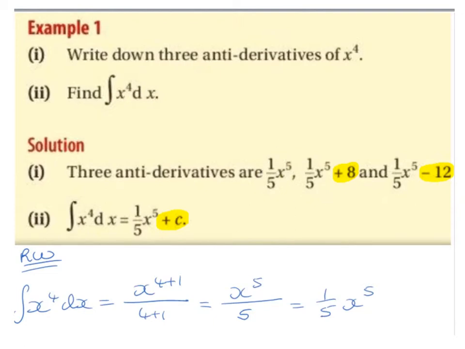So the rough work to get that: the integral of x to the power of 4 dx is equal to x to the power of 4 plus 1 over 4 plus 1, which is x to the power of 5 over 5, which is a fifth x to the power of 5. So find the integral of x to the power of 4 dx. Well, the integral of x to the power of 4 dx is a fifth x to the power of 5 plus c.